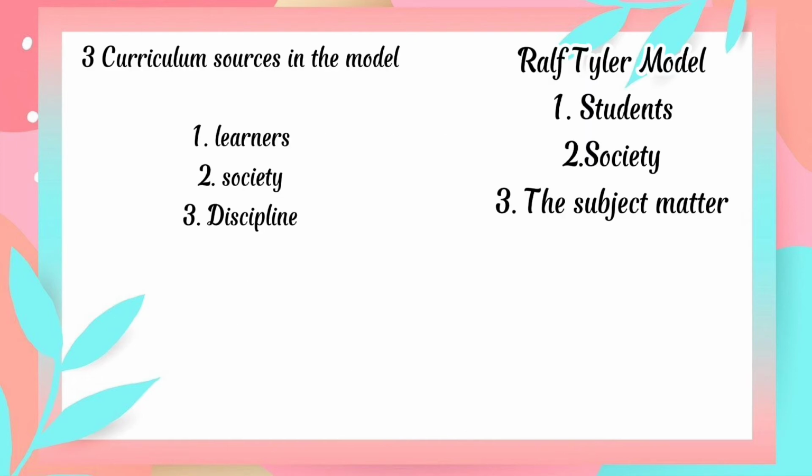There are three curriculum sources in the model: the learners, society, and discipline. These sources are based on the model of Tyler, 1949, in which Tyler's model obtains the curriculum objectives from three sources: the students, society, and the subject matter.